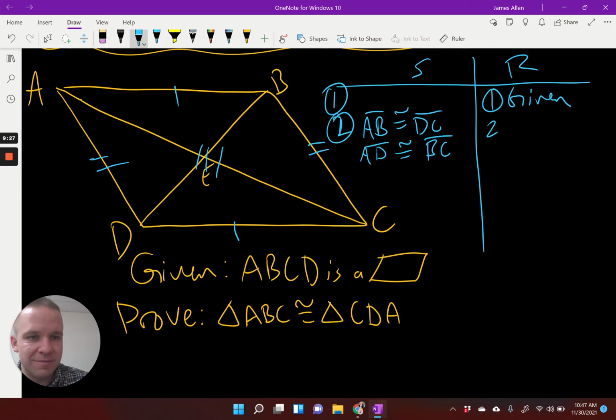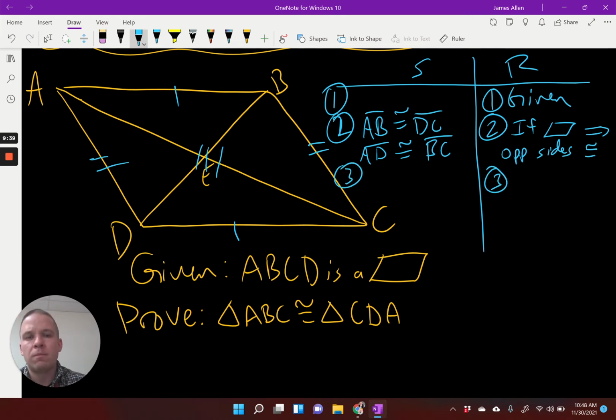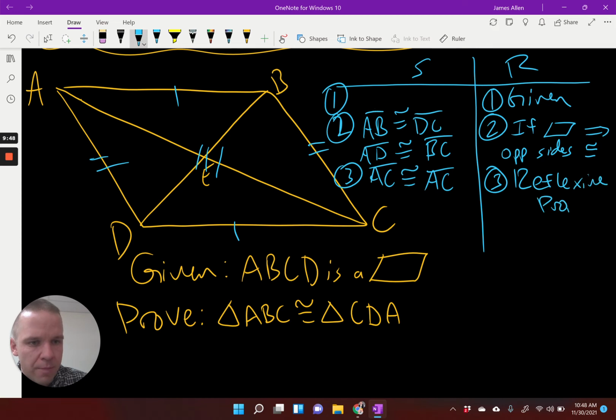That is step 2. All right. And that's if we have a parallelogram, then opposite sides congruent. Step 3. AC is congruent to itself. Reflexive property. And then step 4, where I'm running out of room, sorry.